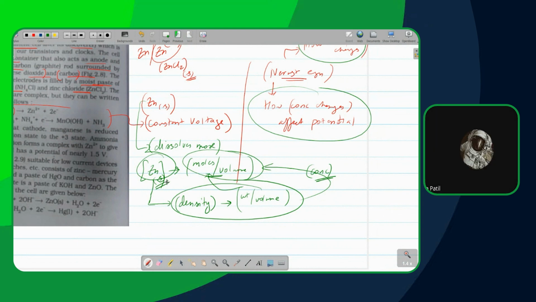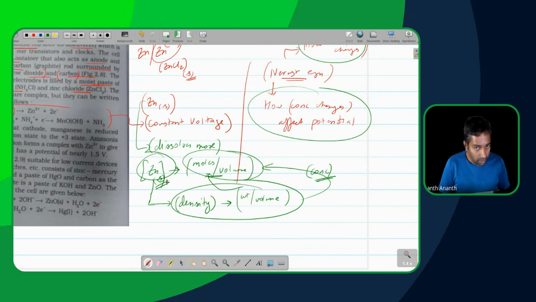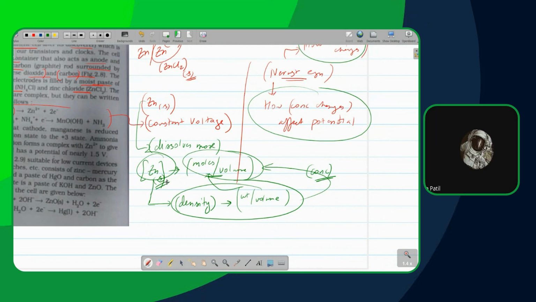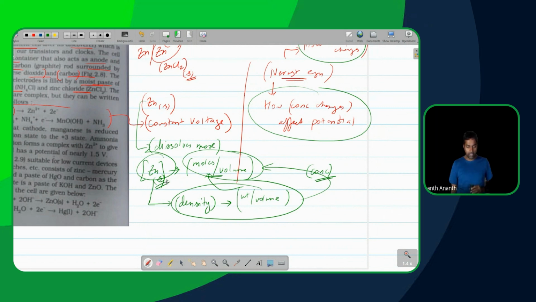No. Will the density of a solid change? No, no. If I have zinc solid, say an iron rod, a tiny bit of the iron rod or an infinite amount of iron, the density is going to be the same, right? If it's from the same source. And that basically means what? The zinc solid concentration does not change with time.